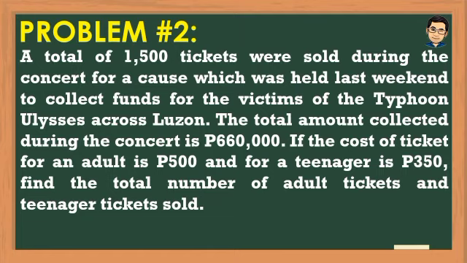So, kailangan po nating humanap dito ng value ng X and Y na kung saan sinasatisfy niya yung dalawang equation. So, yung unang equation po natin is yun dun sa tickets na naibenta. And then naman, sa pangalawa naman, dun sa kinita, which is 660,000 pesos.